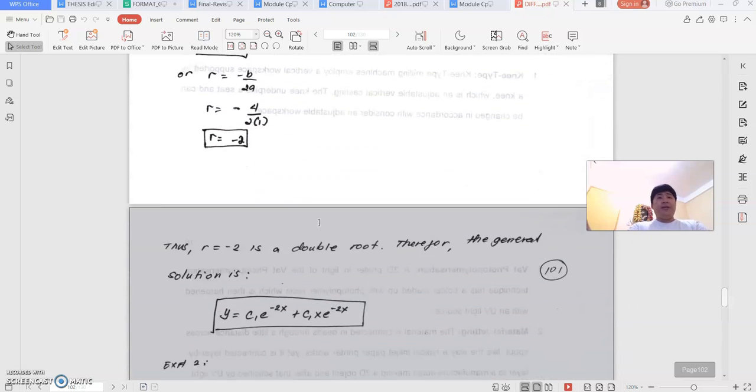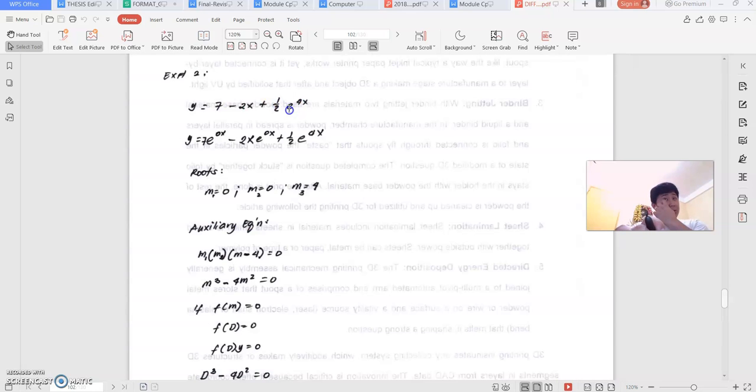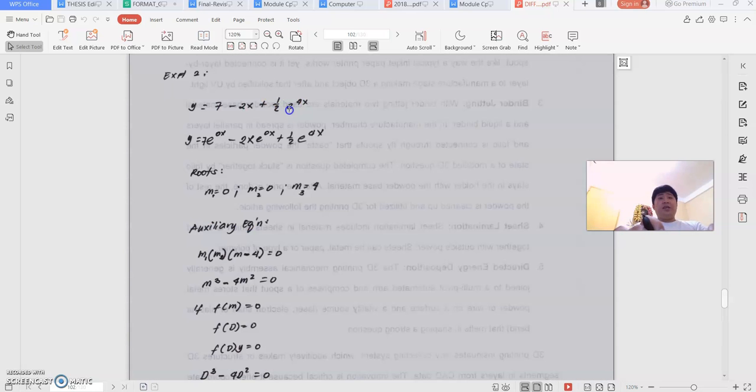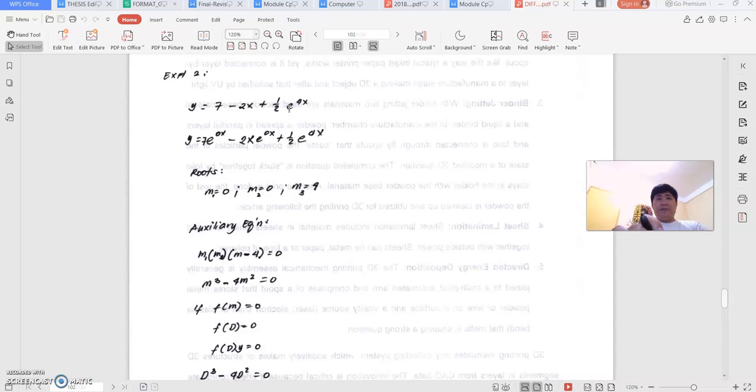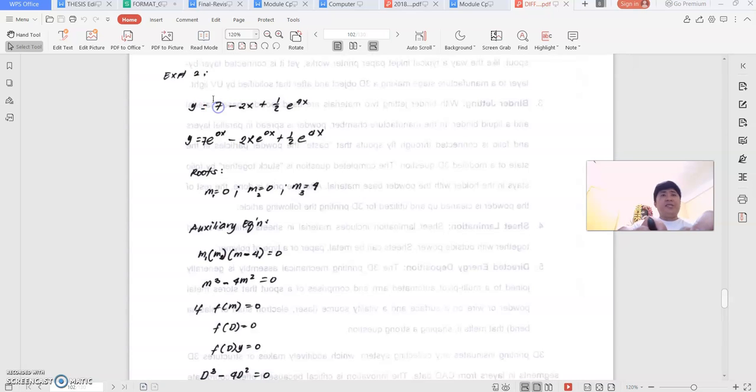What if it is in reverse? The given is the general solution, okay? And you are tasked to find the differential equation. So, from here, you will know directly. So, 7, since 7, di ba?